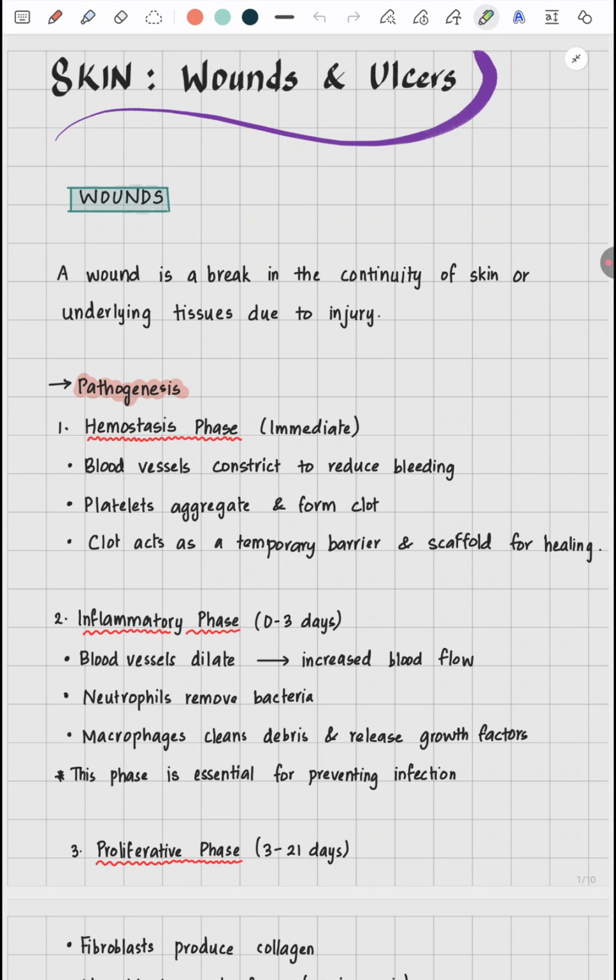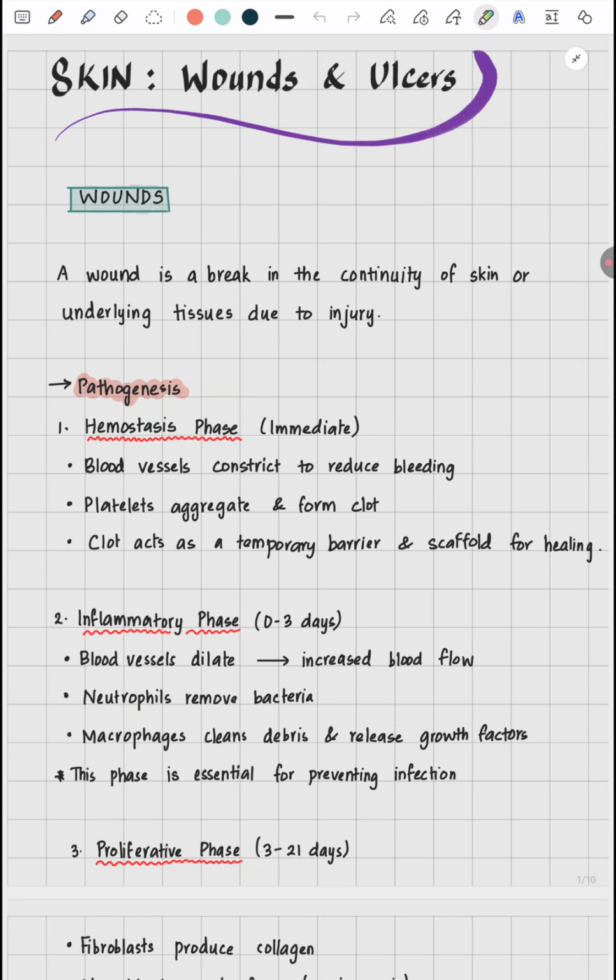Following this is the inflammatory phase. During this phase, there is vasodilation leading to redness and warmth. Neutrophils are the first cells to arrive and they play a crucial role in killing bacteria. They are followed by macrophages, which are extremely important because they not only clear debris but also release cytokines and growth factors that regulate healing. If this phase is excessive or prolonged, it can delay healing and predispose to chronicity.